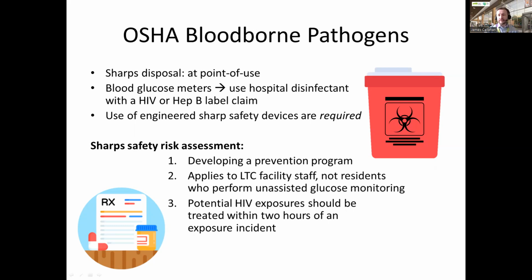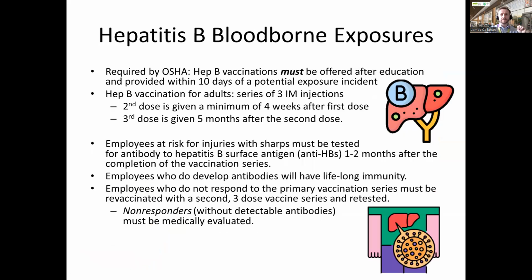Another type of risk assessment that needs to be performed is the Sharps Safety Risk Assessment. So this requires actually developing and implementing a prevention program. It only applies to LTC facility staff and does not apply to residents who perform unassisted blood glucose monitoring. And potential HIV exposures should be treated within 2 hours of an exposure incident as per the APIC text.